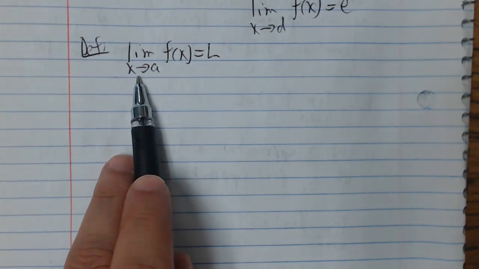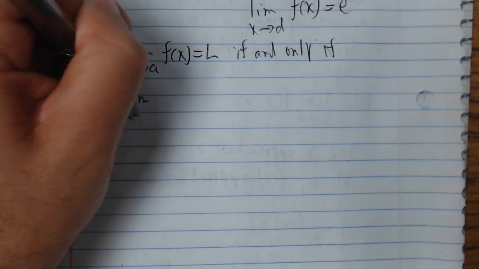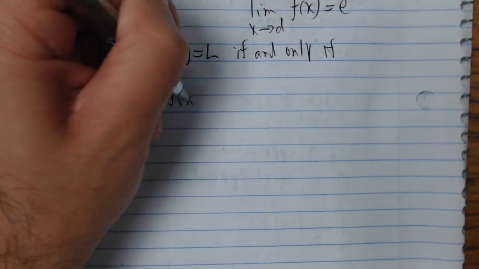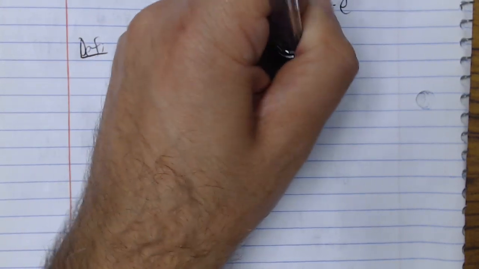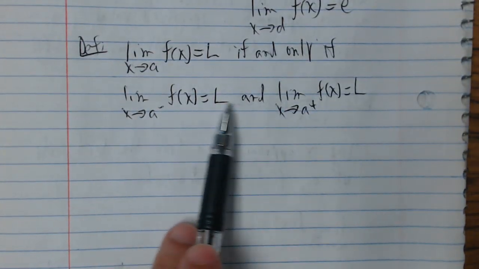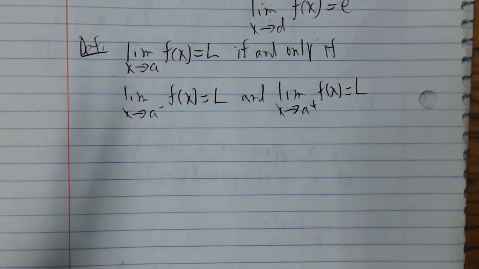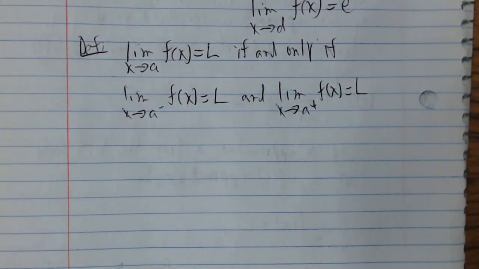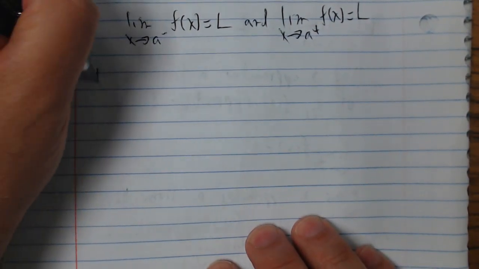So we could say, if the limit as x approaches a of f of x equals L, that's true if and only if the limit as x approaches a from the left side of f of x equals L, and the limit as x approaches a from the right side of f of x equals L. So it's kind of like saying, if this is true and this is true, then the two-sided limit exists. It's what we've been talking about all along. The last thing we're going to talk about has to do with infinite limits.